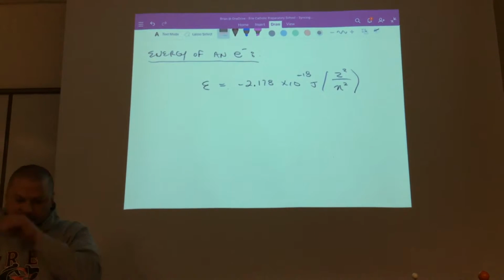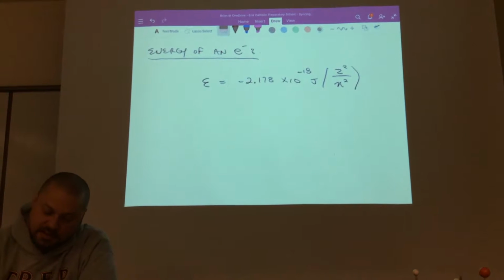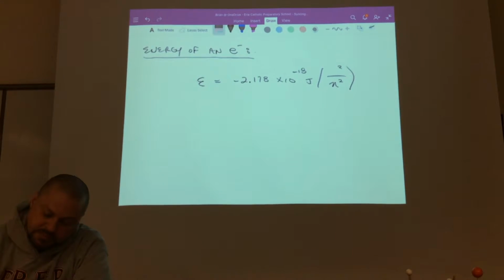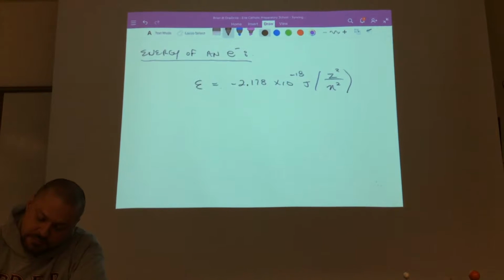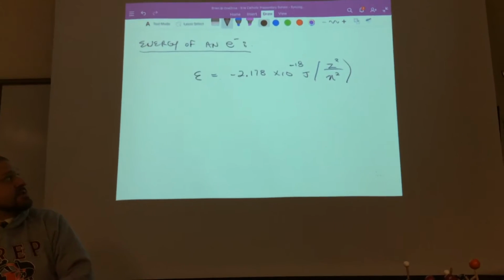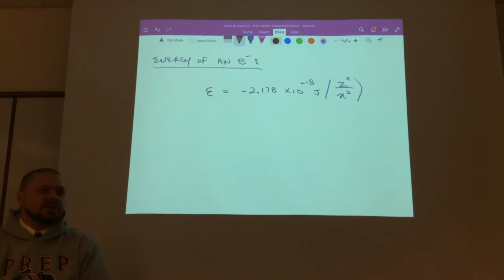Is that 2 squared? Z. Oh, Z. Yeah. Okay, so Z squared over N squared. So somebody found this out. So this can tell us the energy that an electron has.